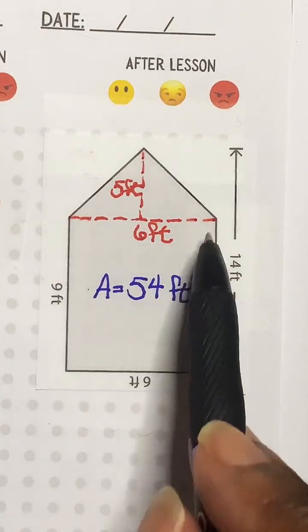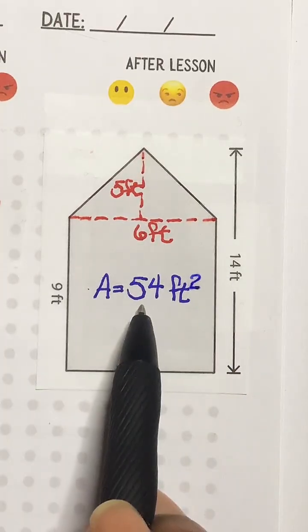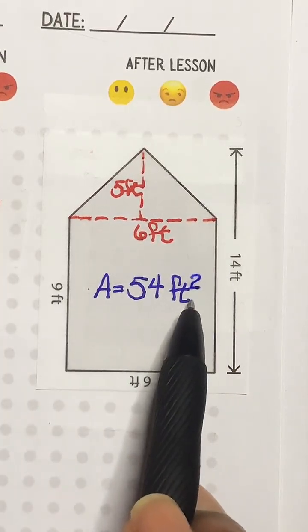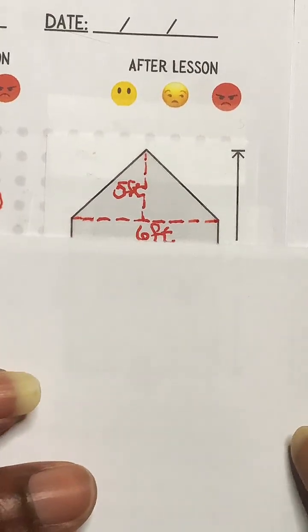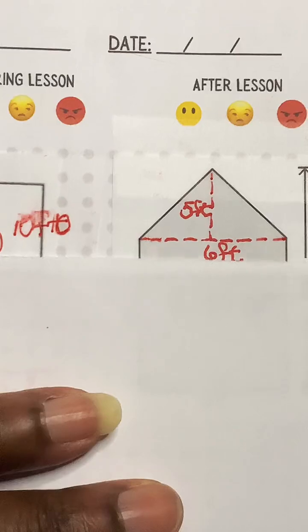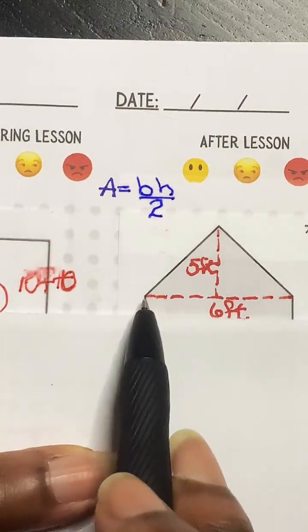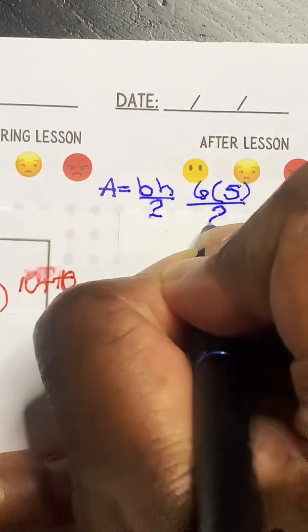So now we know that the area of this rectangle is going to be 45 square feet. Now, let me cover this and focus on the triangle. If we recall, the area of a triangle is basically your base times height divided by 2. Our entire base is going to be 6. Our height is 5, and we found that, divided by 2.